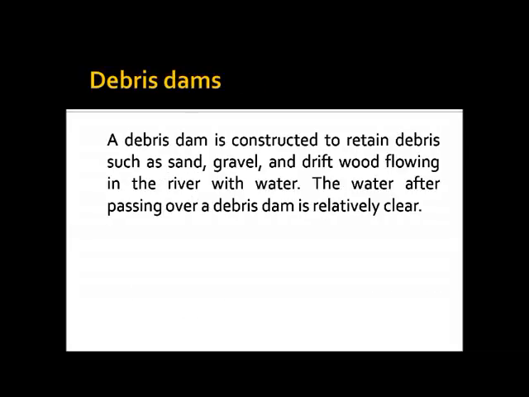A debris dam. A debris dam is usually constructed to retain the debris that is flowing in the water. This ensures that the water passing after coming out of the debris dam is clear. This is usually necessary in hydroelectric power plants because we do not want any debris going into the turbines, that is the prime mover, as this will damage the prime mover. This is where the debris dam is usually used.